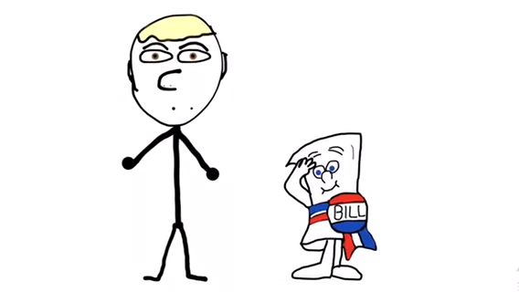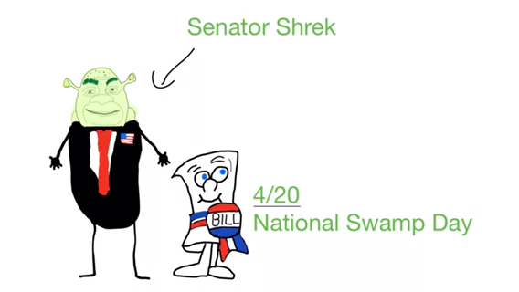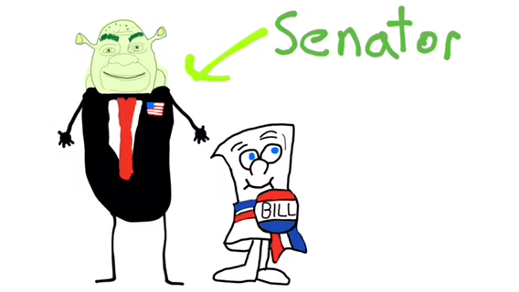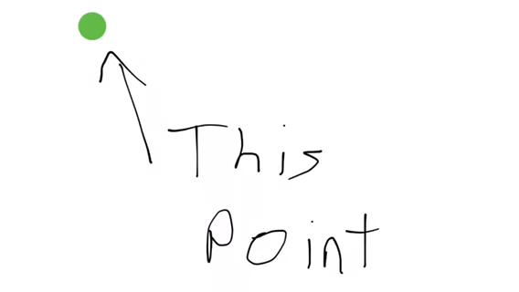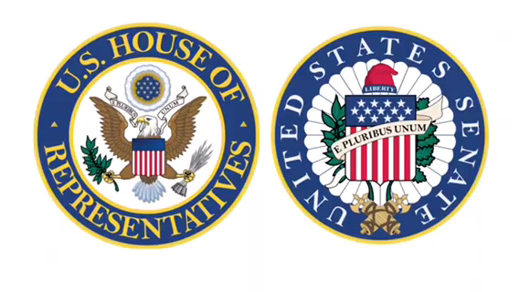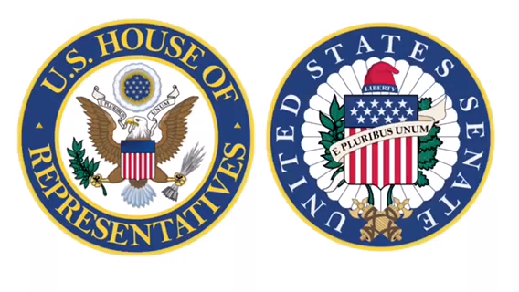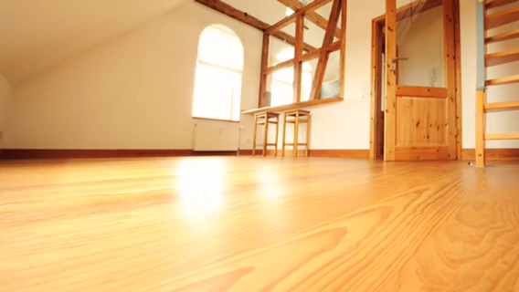Now let's return to Senator Shrek's bill specifically for a second. Senator Shrek proposed his bill to the Senate, because he's a senator. Duh. And up to this point, the House and the Senate have had identical processes for turning a bill into a law. Despite this, the House and Senate have very different approaches to floor action.